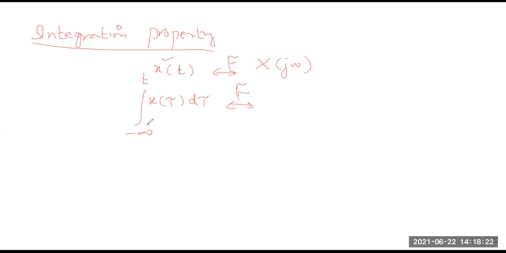What will be the effect of this integration in time domain on the frequency domain representation of the signal? According to the integration property, the Fourier transform will become the original Fourier transform divided by j omega, plus there will be another term which will be equal to pi times the Fourier transform evaluated at omega equal to 0, into the impulse function at omega equal to 0.